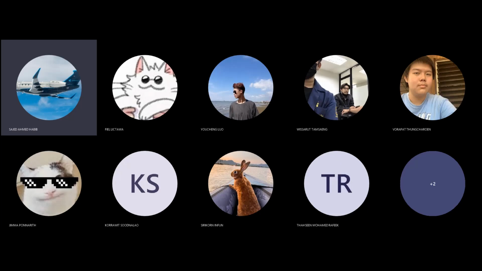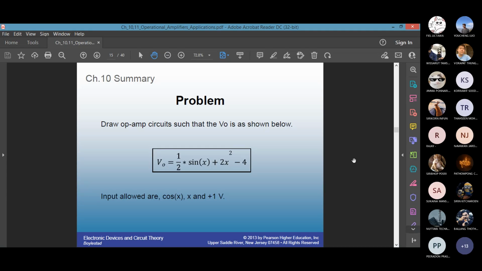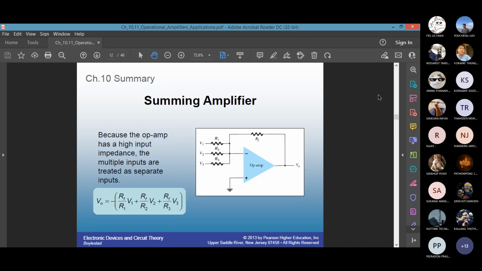The output voltage is given as three parameters: half sine x plus 2x squared minus 4. And the inputs are cosine x and positive 1 volt. This is a design problem using a summing op-amp. So three inputs, and it will give you different outputs, three parameters. If we look at the summing op-amp, it can have multiple inputs.